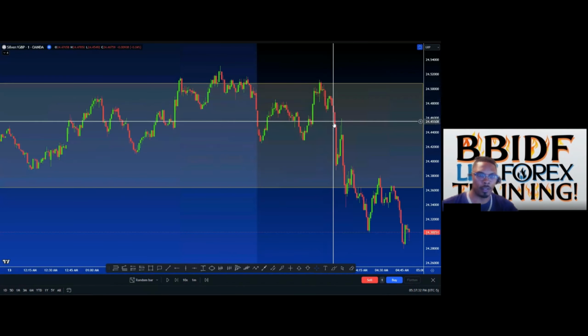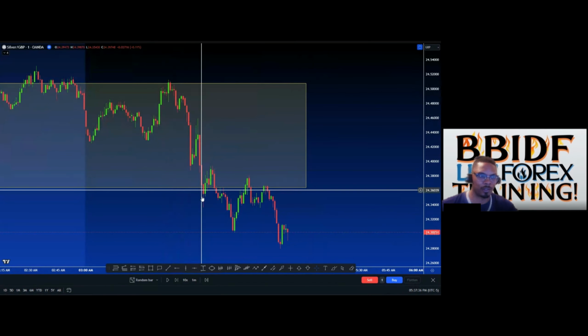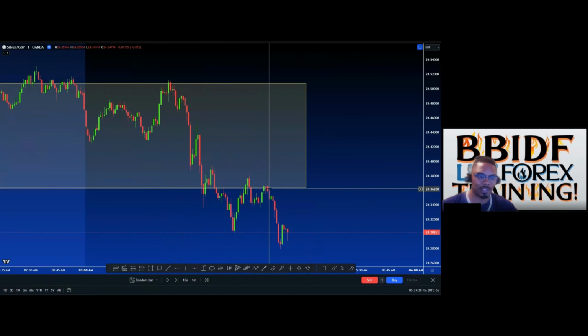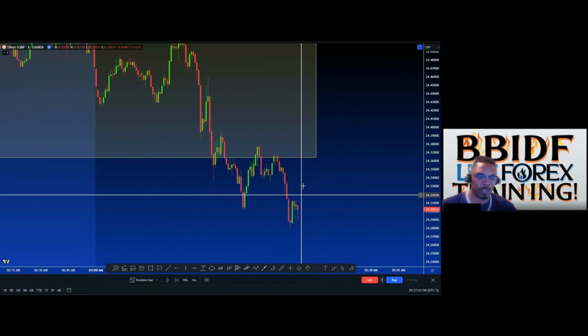All right, so here again, look at the structure. You see, run, pullback, run, pullback, run, pullback, run, pullback, a little consolidation, now another run. So I'm expecting a pullback, right? I'm expecting price to go up a little bit.